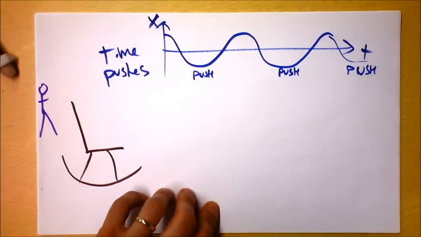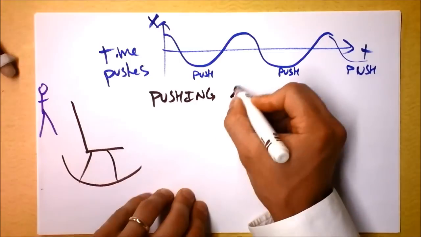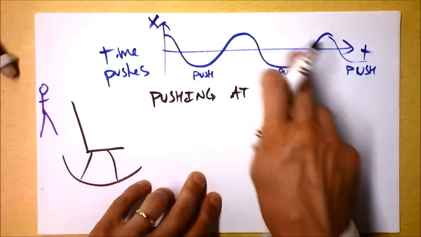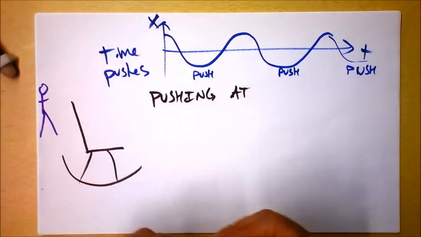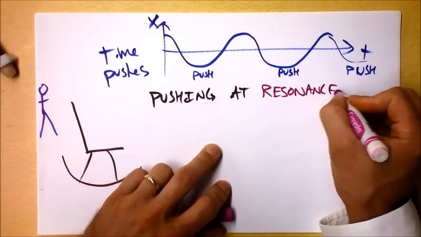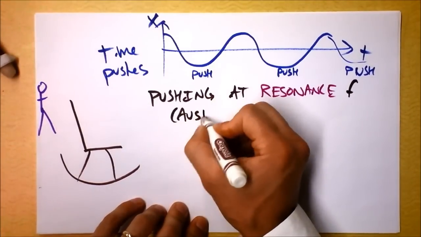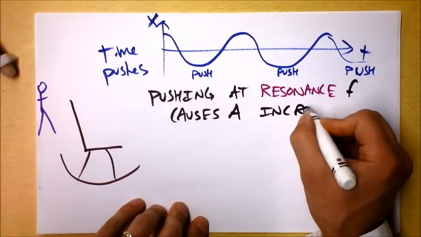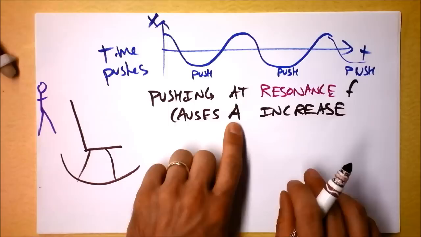Oh snap. Pushing at... what could we call this frequency? The frequency at which something wants to shake. I'm going to call that resonance frequency. Pushing at resonance frequency causes amplitude increase. If we push at just the right time, we'll get a steady increase in amplitude.